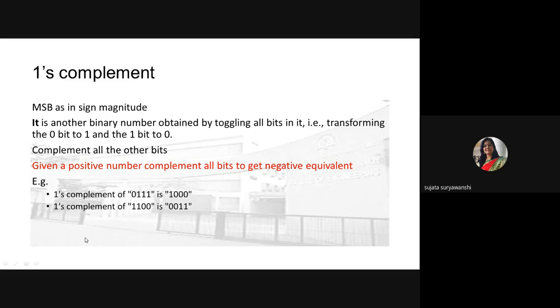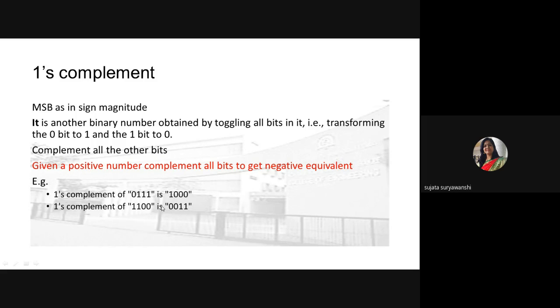Understood? So here in this PPT, the ones complement of the number is given, that is 1000. The number is not a sign magnitude number. Remember, if the number is sign magnitude, then we can't alter the sign bit. But if the number is an unsigned number, then we can alter all the bits. We have to alter all the bits in case of an unsigned number, and in case of a signed number, we just have to alter the magnitude bits. We can't alter the sign bit.